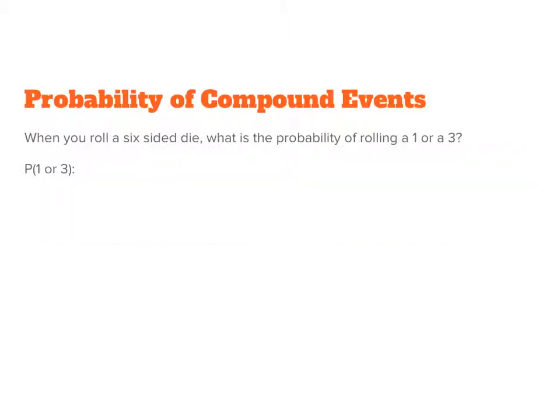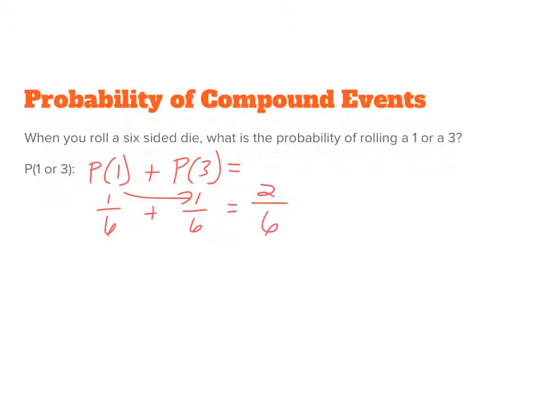So our first example, when we roll a six-sided die, what is the probability of rolling a 1 or a 3? Okay, so P of 1 or 3, we take the probability of 1 and we add it to the probability of 3. So the probability of 1 is a sixth, the probability of 3 is a sixth. We add those two together. So now we just add the top and we keep the bottom the same. So we get 2/6, which simplifies down to 1/3.